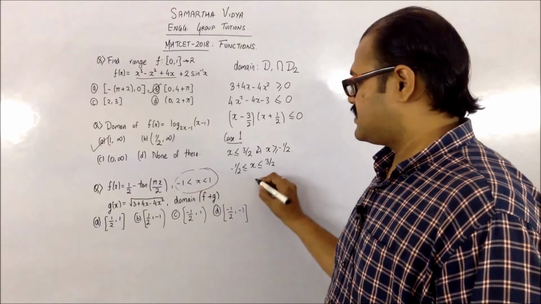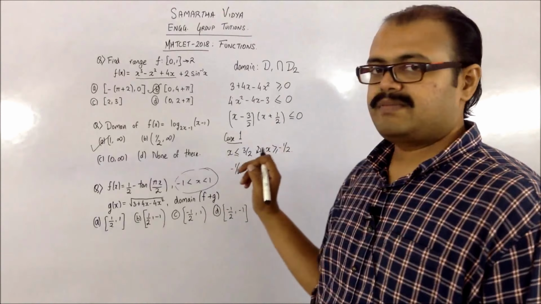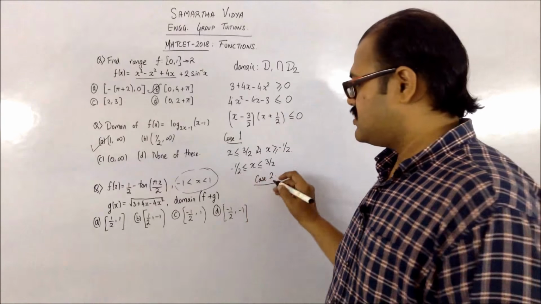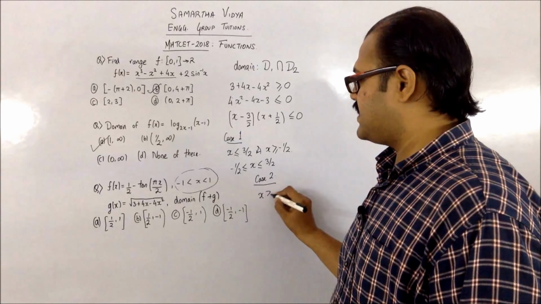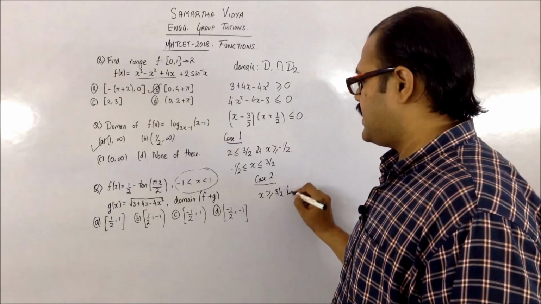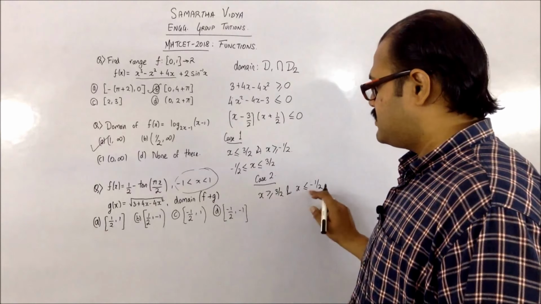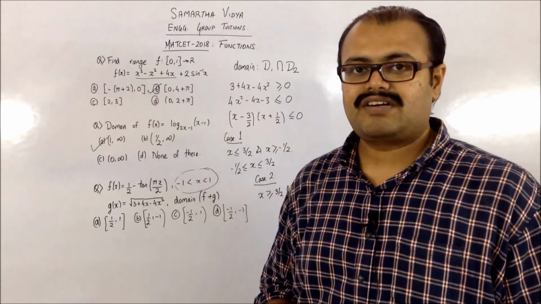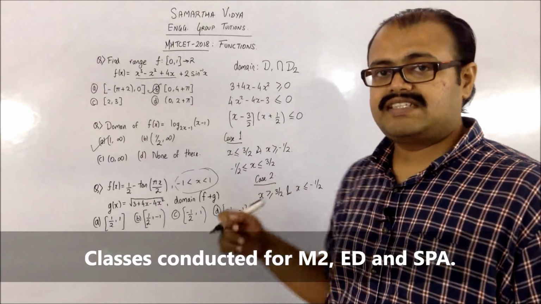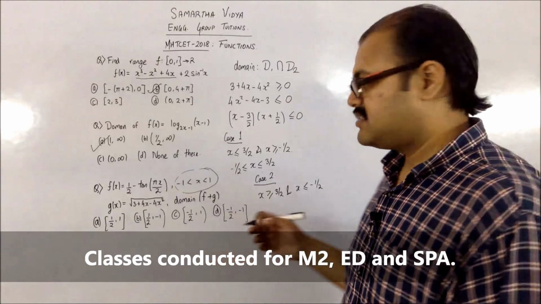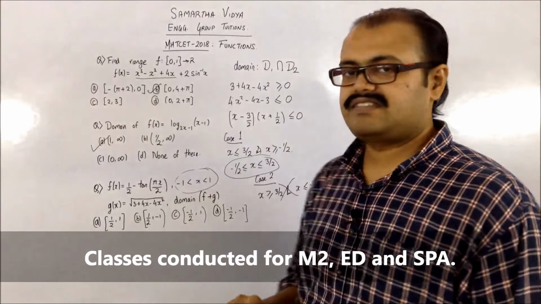Considering the second case, case 2 is going to be when this is positive and this is negative. So you will have the opposite version of this, that is x is greater than or equal to 3 by 2 and x is less than or equal to minus 1 by 2. But you can see that they are contradicting each other. Your x is greater than 3 by 2 and x is also less than minus 1 by 2, which is not possible. So we will ignore this case and only the other case is going to be feasible.